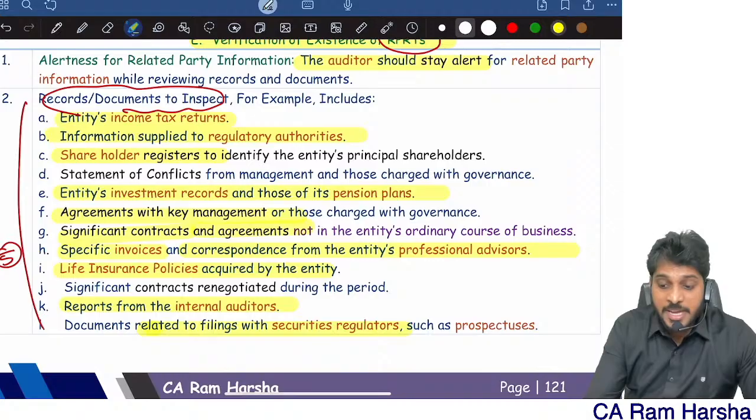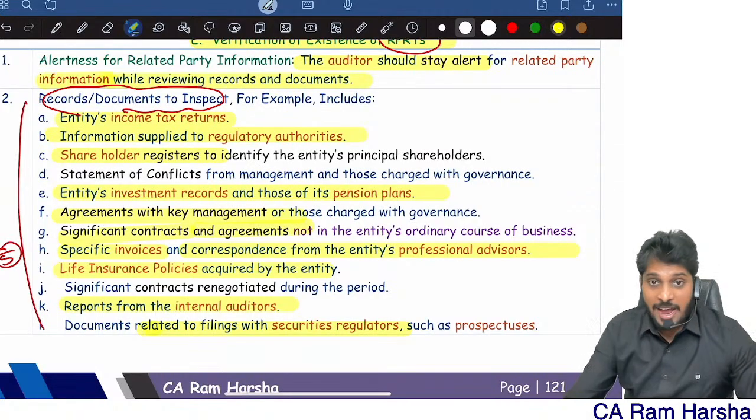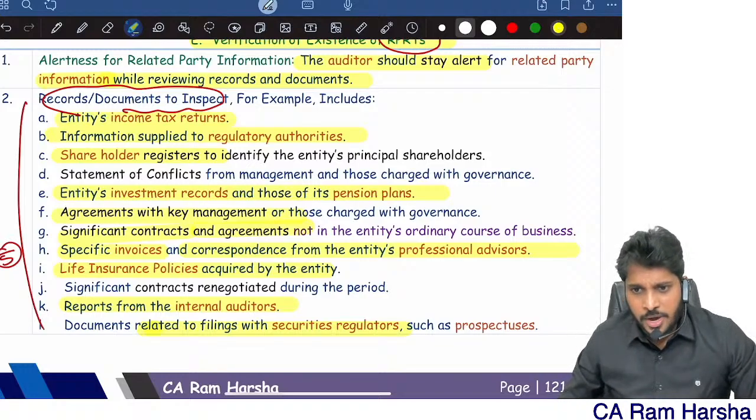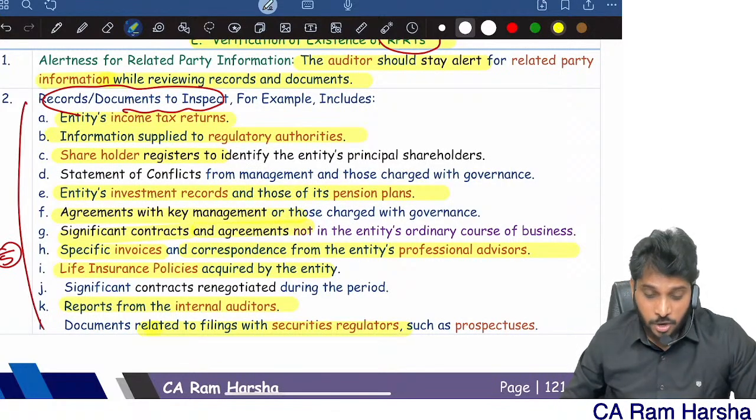The auditor has to be alert for related party information while reviewing records and documents. So you have to be very alert throughout the audit. Next.